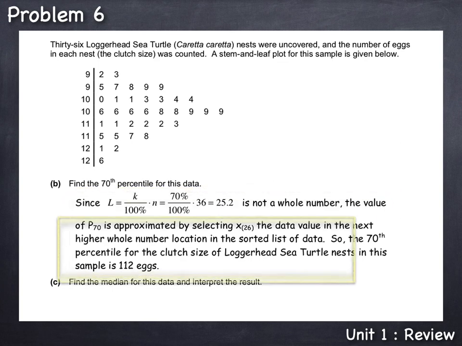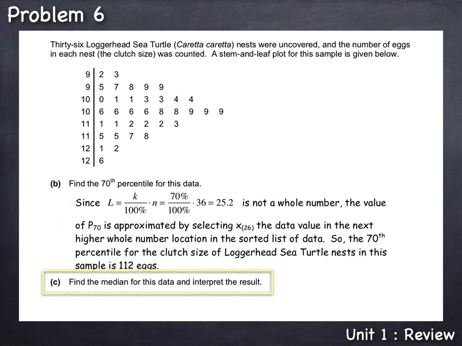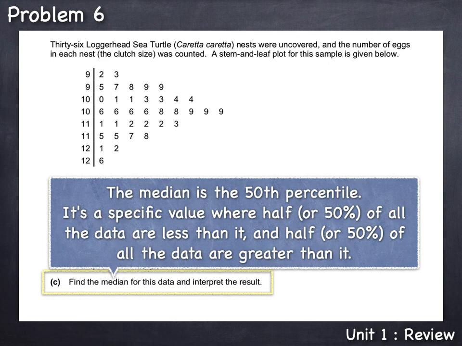Part C. Find the median for this data and interpret the result. Well, the median is the 50th percentile. That is, it's a specific value where half or 50% of all the data are less than it, and half or 50% of all the data are greater than it. So we could use our same approach that we found the 70th percentile in order to find the median, which is the 50th percentile.